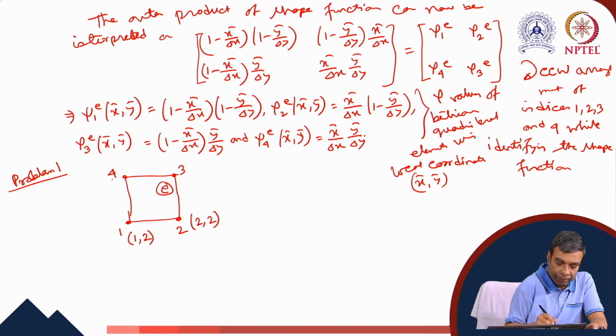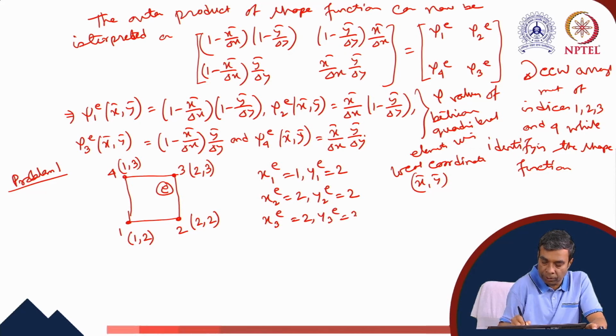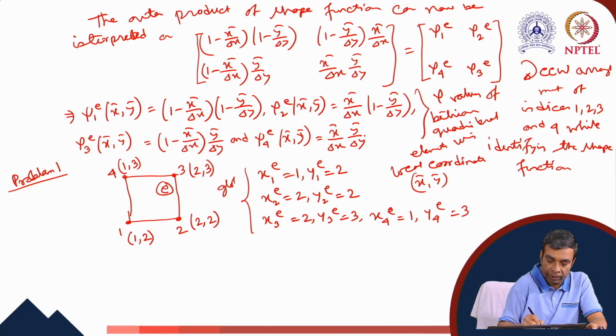Its coordinates are 1, 3, and then finally this coordinate is 2, 3. Then x1e equals 1, y1e equals 2, x2e equals 2, y2e equals 2, x3e equals 2, y3e equals 3, x4e equals 1, and y4e equals 3. These are the global coordinates.